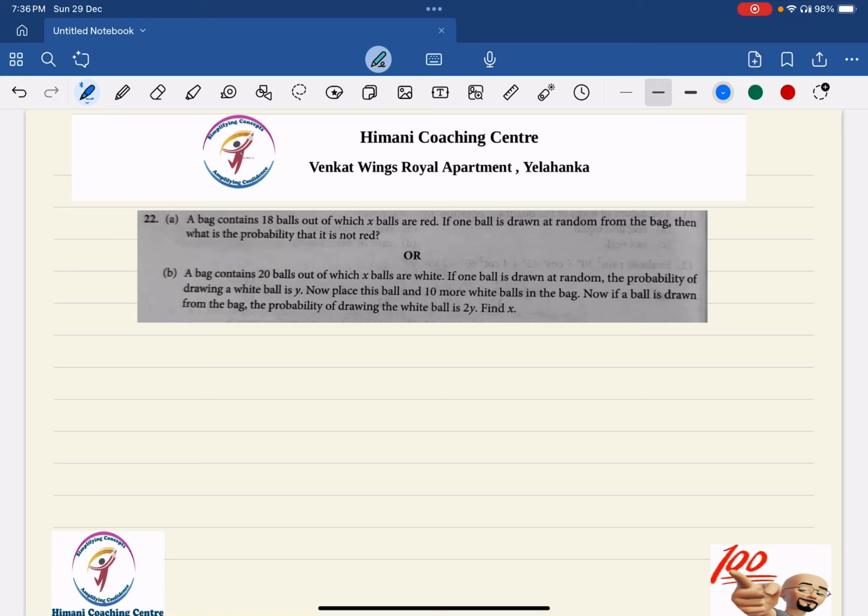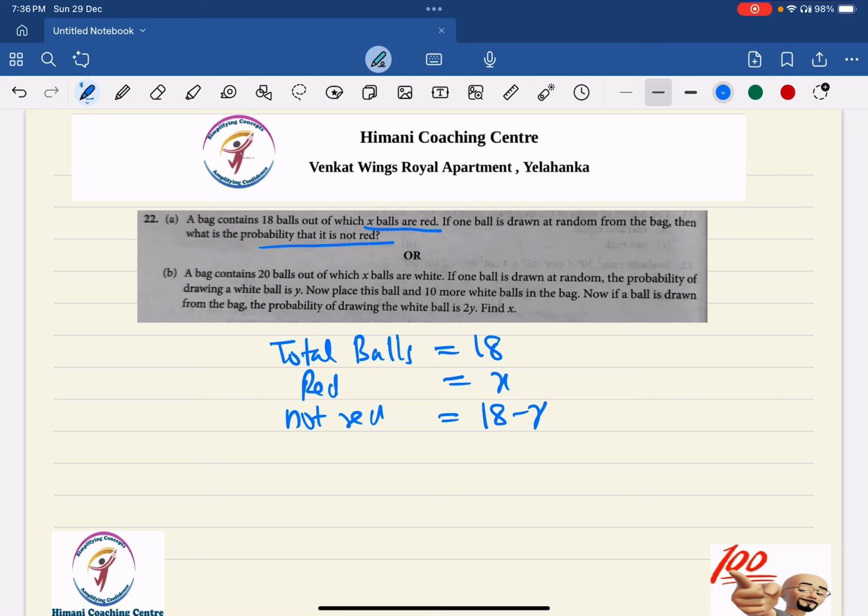It says a bag contains 18 balls, out of which x balls are red. If one ball is drawn at random from the bag, then what is the probability that it is not red? Okay. So see, total balls given is 18. How many are red? Red are x. So how many would be not red? The balls which are not red would be 18 minus x.